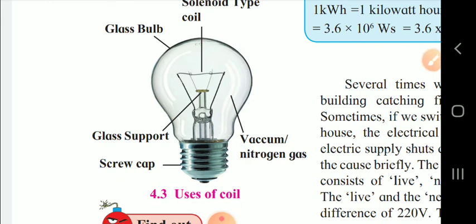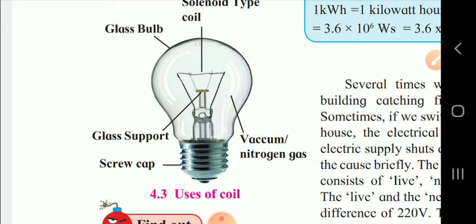Let us see now. So many times we might have heard that a building is catching fire due to the short circuit. Now, what is the short circuit? If we switch on an equipment in our house and the electrical fuse wire melts and the electric supply is shut down, then we tell it as short circuit. Now, how it happened? Let us see now.